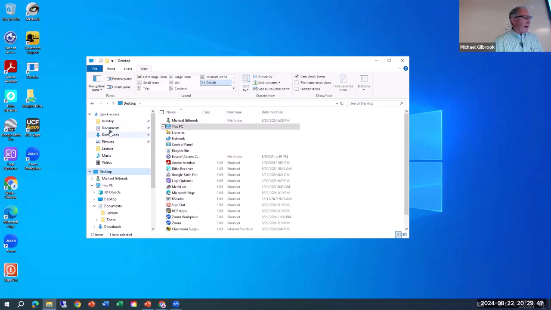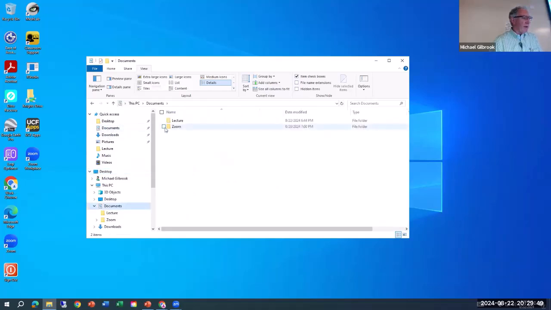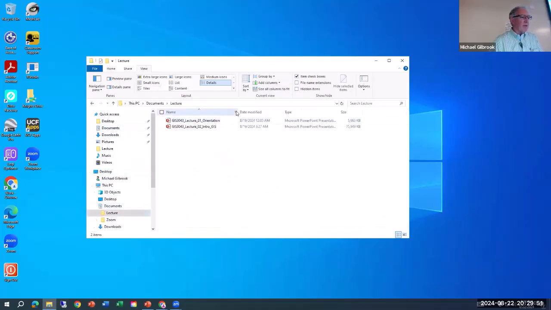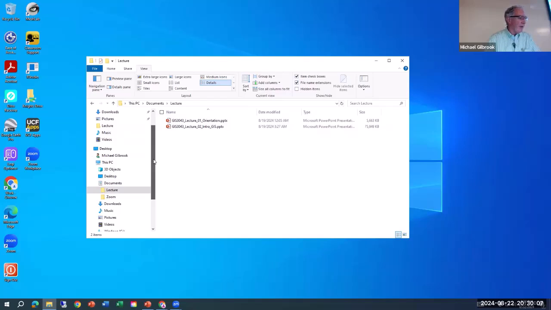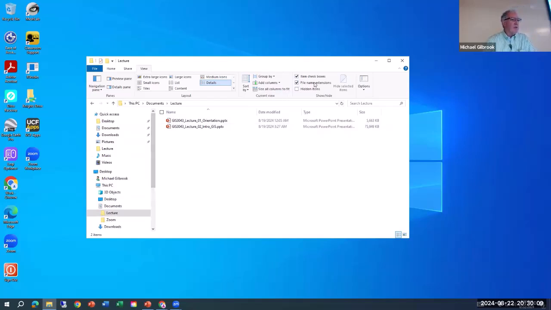All right, let me go back to this folder just to demonstrate the file name extensions. You can see right here with that turned off, I can tell it's a PowerPoint file because of the icon, but it doesn't have an extension. When I click on file name extensions, it now says PPTX. You see that? So you might not have any files yet to look at, but trust me, when you turn on file name extensions, every file will tell us what type it is using an extension. How are we doing? Everyone got one of those?